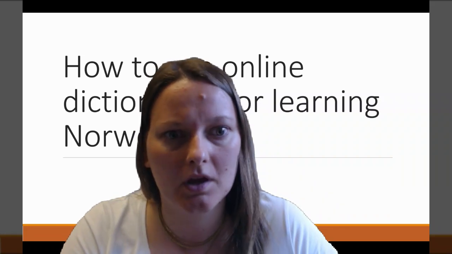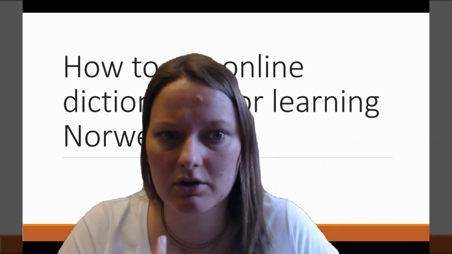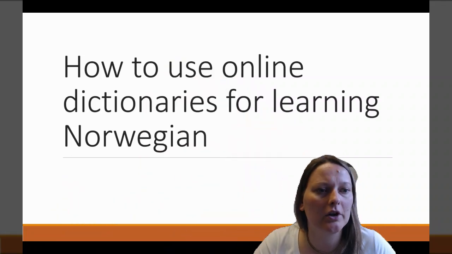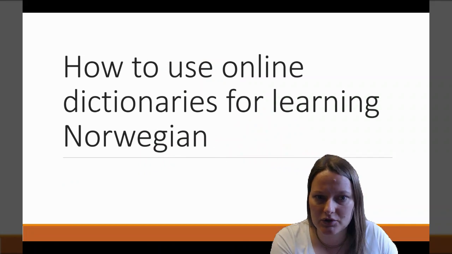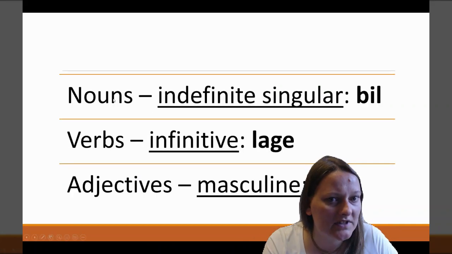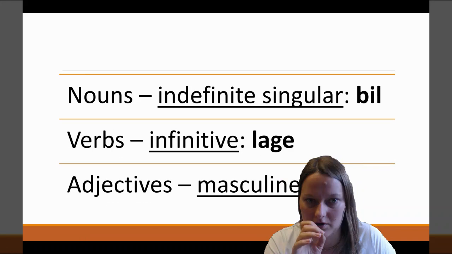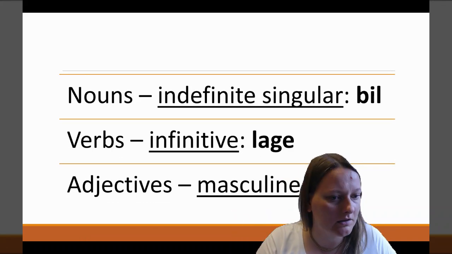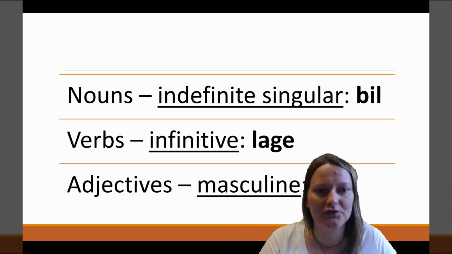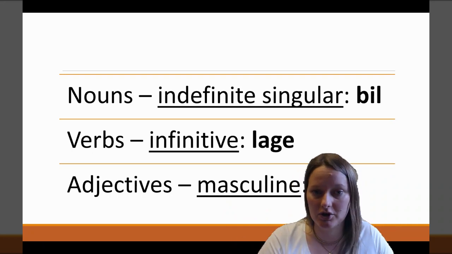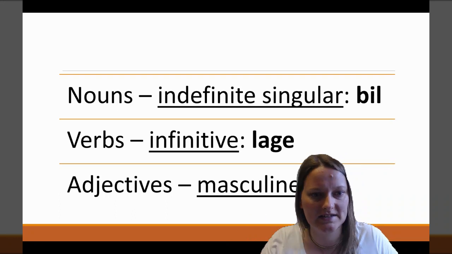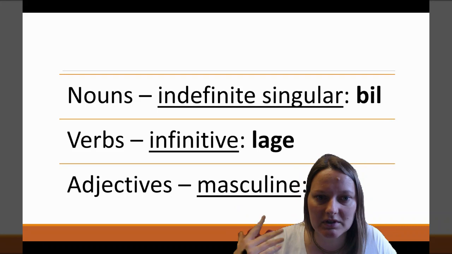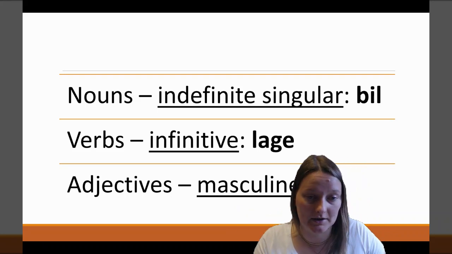I would like to demonstrate how you can use online dictionaries for learning Norwegian. When using an online dictionary, remember that we have to search for the indefinite singular forms of nouns, so search for bil, not bilen. When it comes to verbs, we have to use the infinitive, lage, for example, and for adjectives, we have to use the masculine form, fin. In other words, some grammar skills can come in handy here.